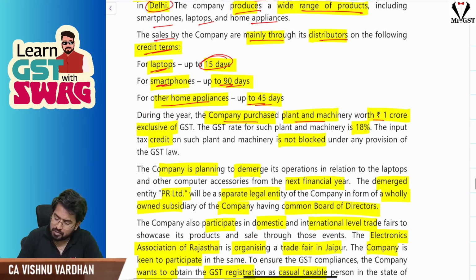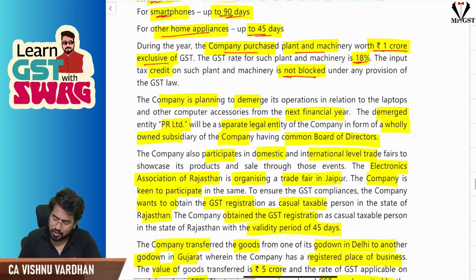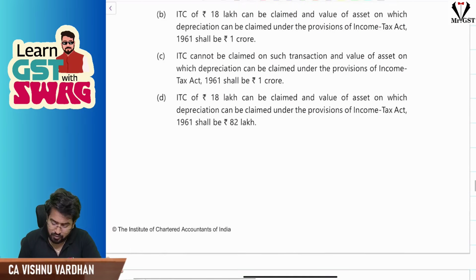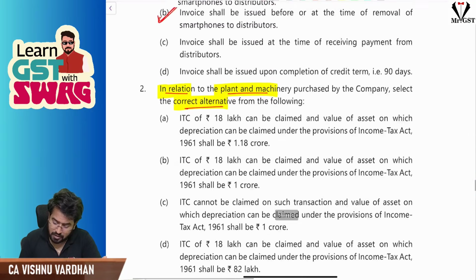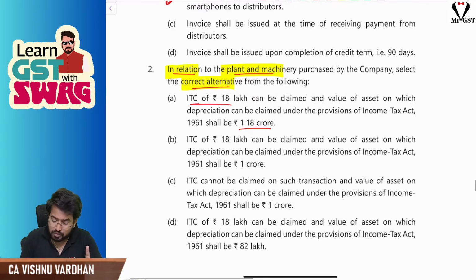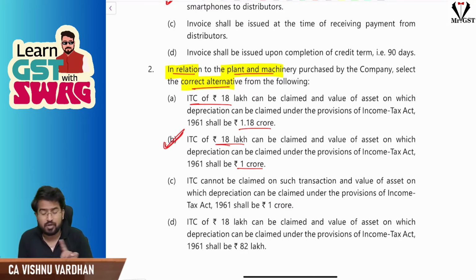Next, the company purchased plant and machinery worth 1 crore exclusive of GST at 18%, and this is not blocked. That means you can take ITC of 18 lakhs there. So ITC 18 lakhs, but the value should be 1 crore, not 1 crore 18 lakhs. So you can claim ITC and the cost of the asset should be only 1 crore, not 1 crore 18 lakhs. That is the correct option.